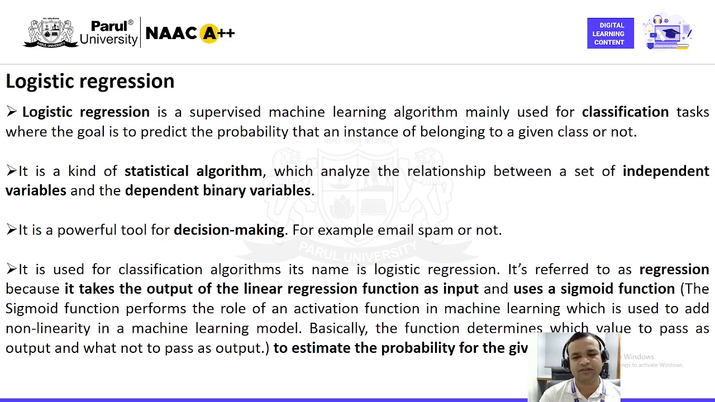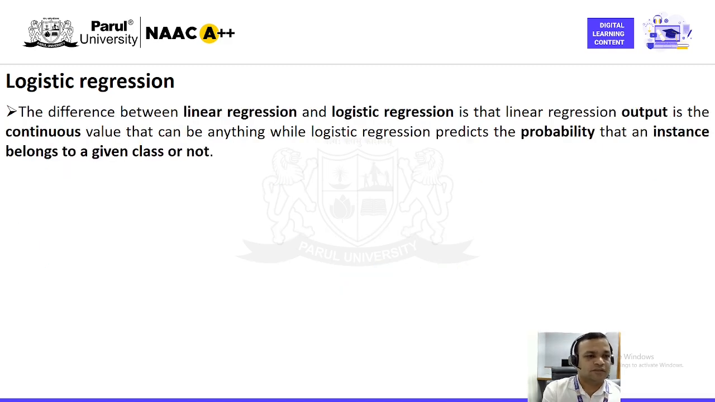Okay, basically this function determines which value to pass as output and what not to pass as output. This is the basic function of the sigmoid function. So that is the main concept behind logistic regression. The difference between linear regression and logistic regression is that linear regression output is a continuous value that can be anything, while logistic regression predicts the probability that an instance belongs to the given class or not.